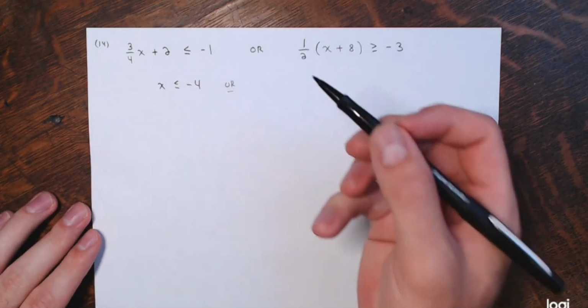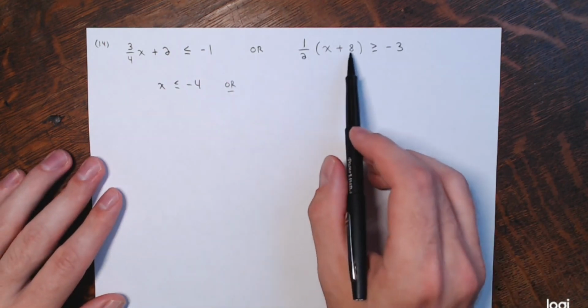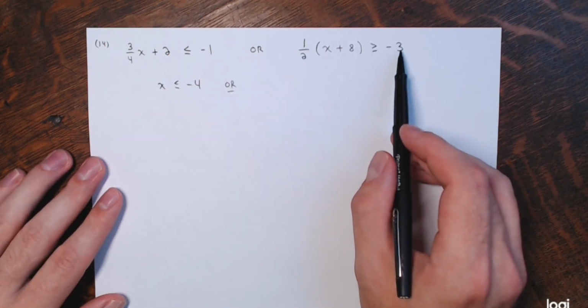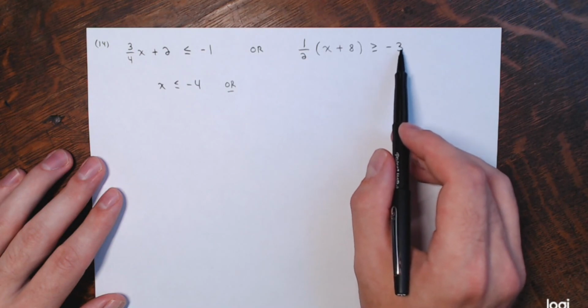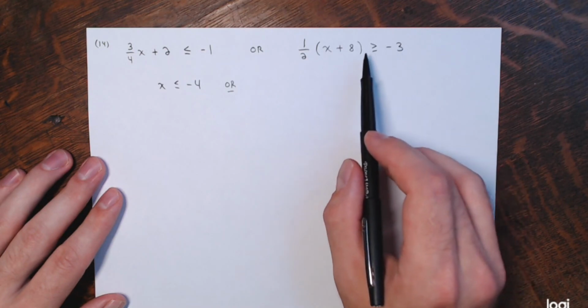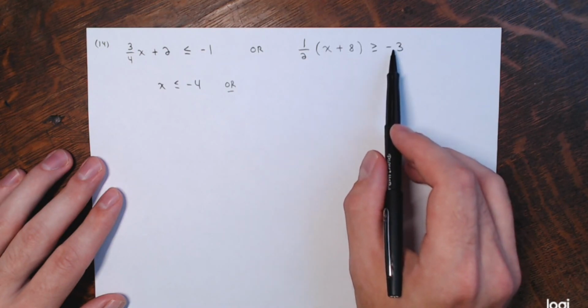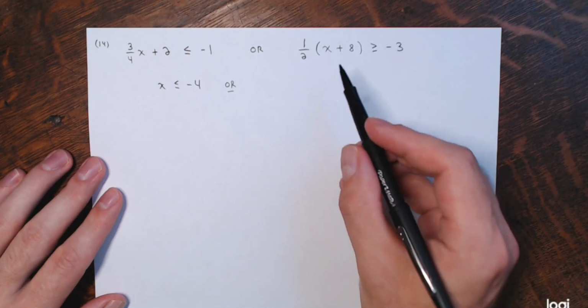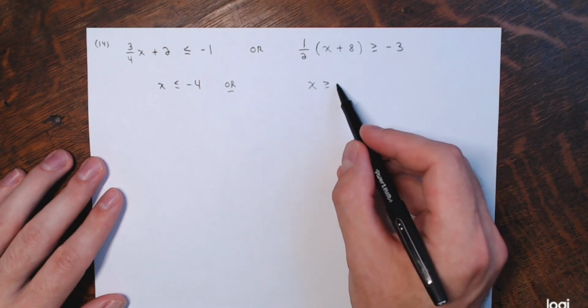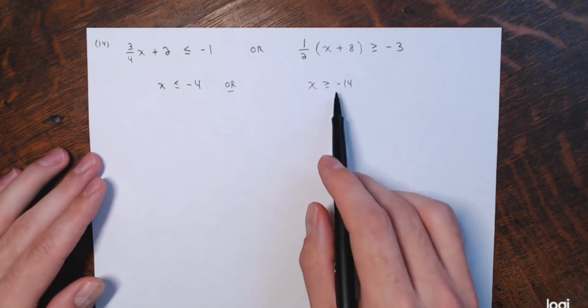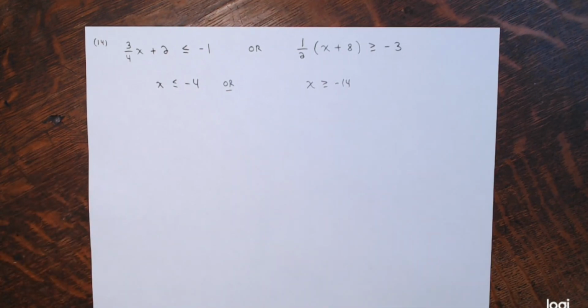Or, this one, to get rid of the half, I'd multiply by 2. That'd make this negative 6. And then subtract 8 to get x alone. Negative 6 minus 8 is negative 14. And it's still greater than or equal to, since I never multiplied or divided by a negative number, it wouldn't flip the symbol.